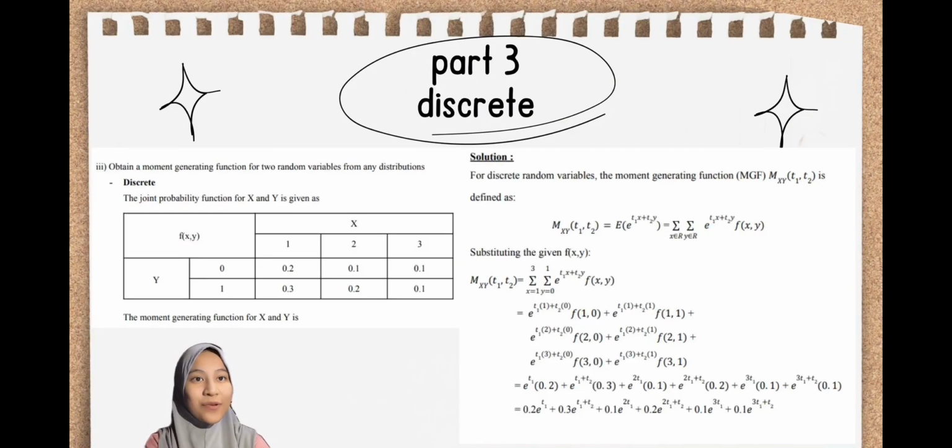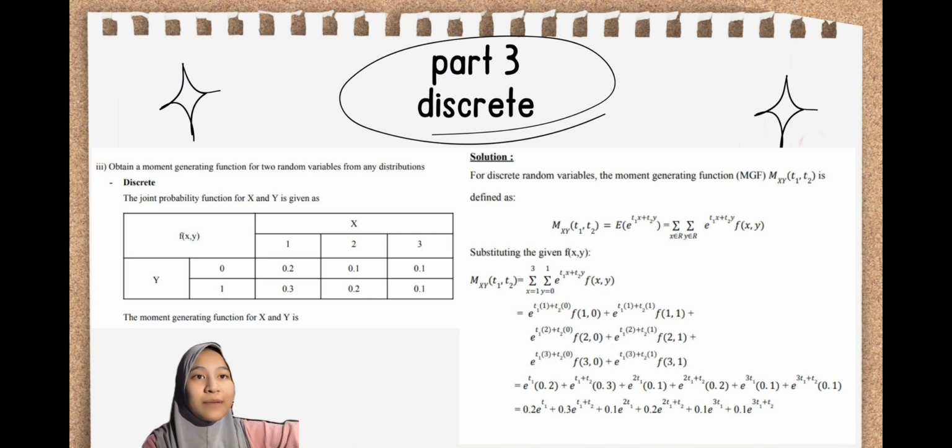So for part 3, I will explain the moment generating function, focusing on discrete functions for two random variables. For easy understanding, we have a specific example of a discrete function on how to obtain a moment generating function for two random variables. The example has the joint probability function for x and y, where variable x has three possible outcomes, 1, 2, and 3, and variable y has two possible outcomes, 0 and 1.